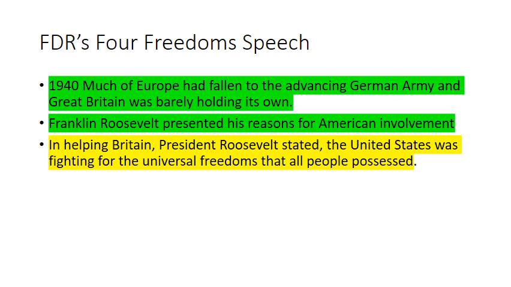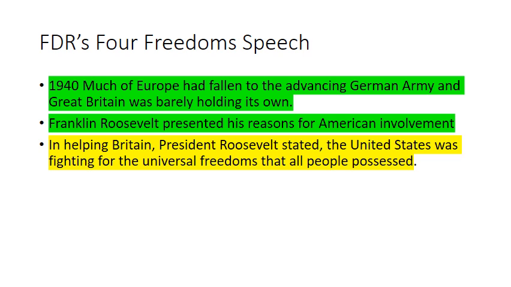Now, once war breaks out, the United States is still neutral. FDR delivers his Four Freedoms speech. This is after much of Europe had fallen to the Nazis. Great Britain was barely holding on as it was being bombed and surrounded by German U-boats. Franklin Roosevelt presented his reasons for American involvement. So this is a speech trying to convince Americans to support America's involvement in the war.